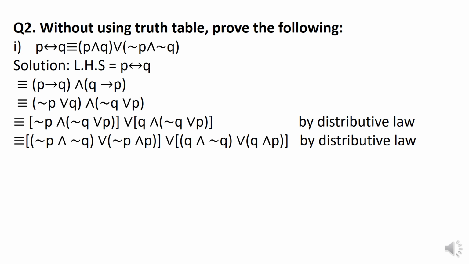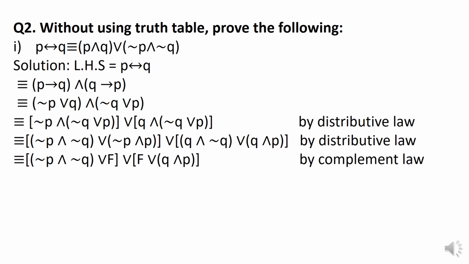Now observe the second bracket. It is not P and P. Now by complement law, not P and P is false. The same effect: not P and P is false. Same way the third bracket, Q and not Q, is also false. So thus we get in the next step (not P and not Q) or false or false or (Q and P). This is by complement law.